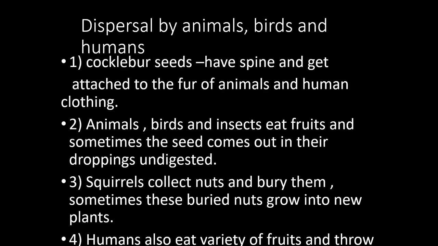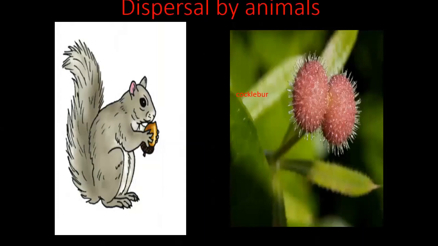Animals, birds, and insects also eat fruits, and sometimes these seeds come out in their droppings undigested. If they find suitable conditions, they again grow into a new plant. Squirrels have a habit of burying nuts so that they can use them in times of emergency. Some of the nuts find proper conditions and grow into a new plant.